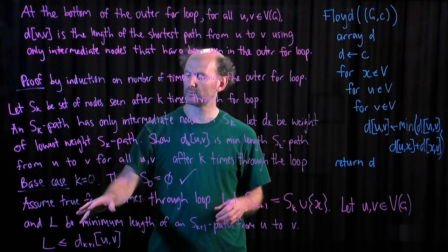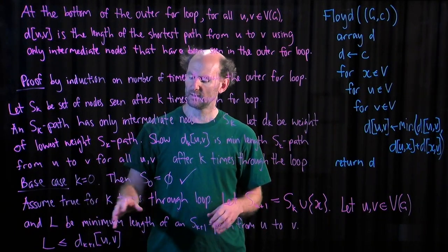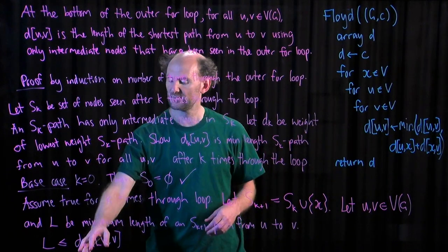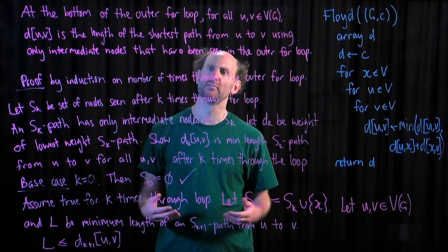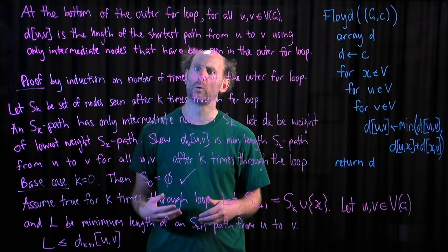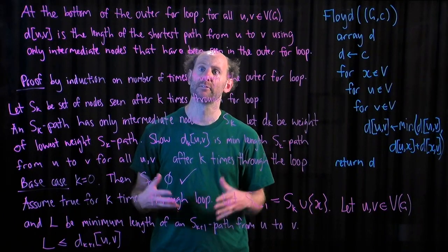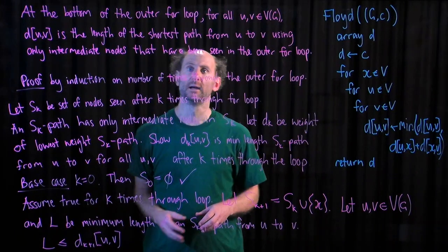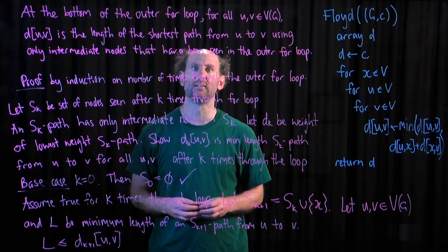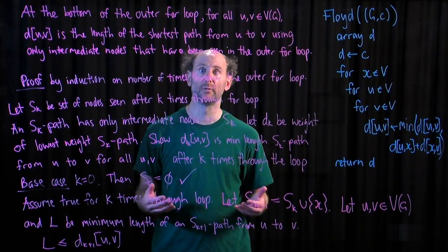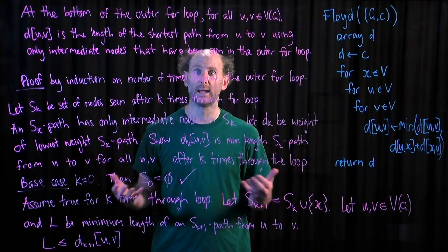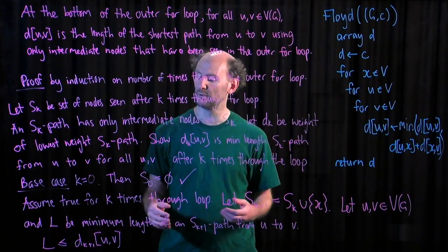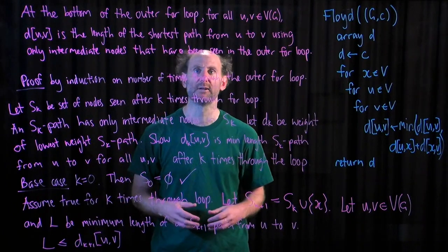How do we know that? Well, L is the minimum length of an S_{k+1} path, whereas d_{k+1} is either infinite or the length of some S_{k+1} path, so it must be at least as large as L. So we need to show the reverse inequality, and that'll give us the equality. So we need to show that d_{k+1}(u,v) is less than or equal to L.